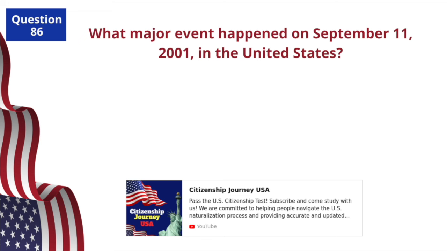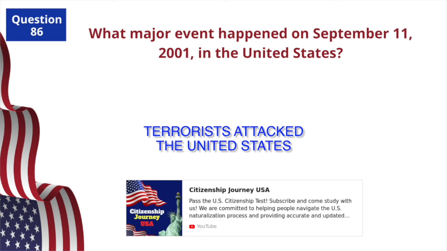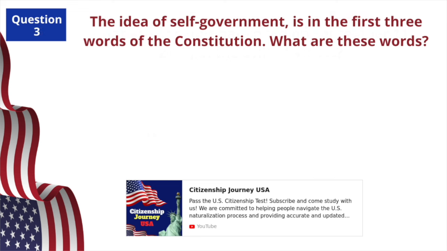What major event happened on September 11, 2001 in the United States? Terrorists attacked the United States. The idea of self-government is in the first three words of the Constitution. What are these words? We the people.